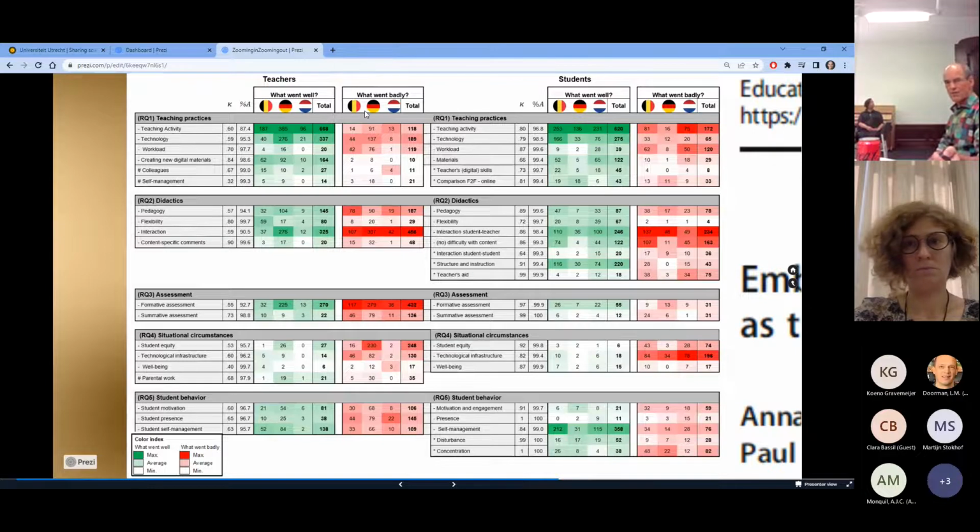But what is interesting here, in my opinion, is that both students and teachers were more positive than we expected. For example, here you can see a large amount of teachers answering that they were quite satisfied about their teaching activity online. And we expected them to be far more negative. There were some negative here, but overall, they were moderately satisfied.